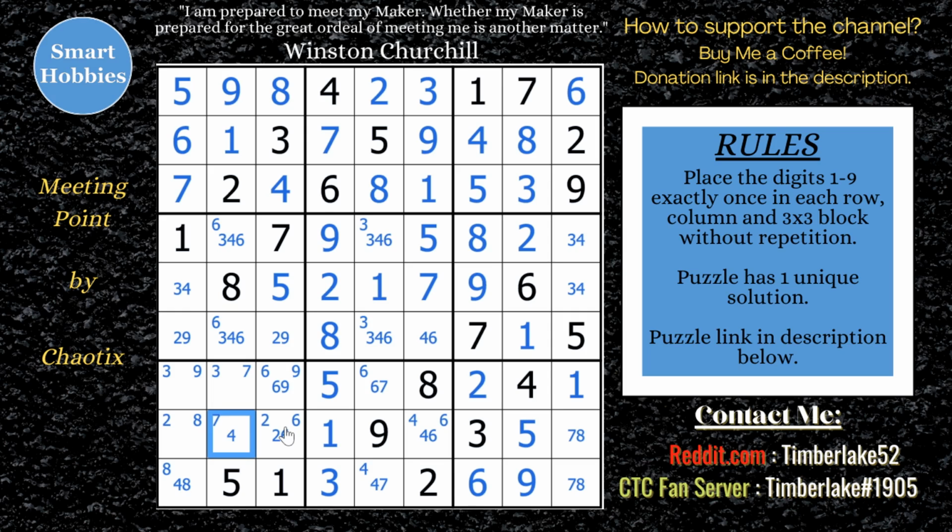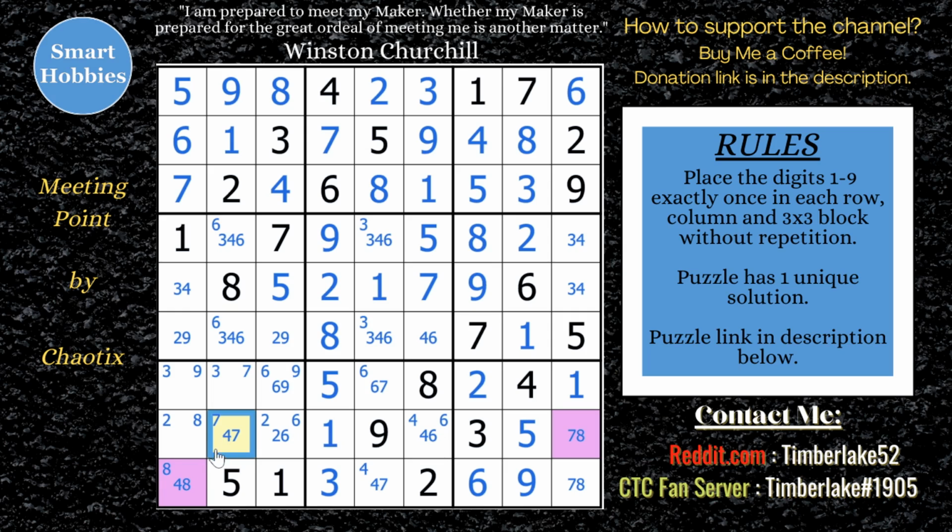It could be a 4. 5. Can't be a 6. It can be a 5 or a 6. It can be a 7. It can't be an 8 or a 9. Okay, well, cool. Let's check out what we got right here. We have ourselves an XY wing. Look at that. Here's your pivot. And here's your pinchers, right?